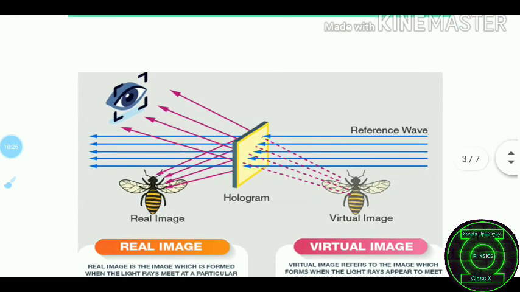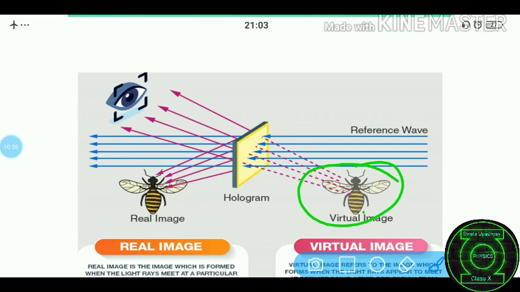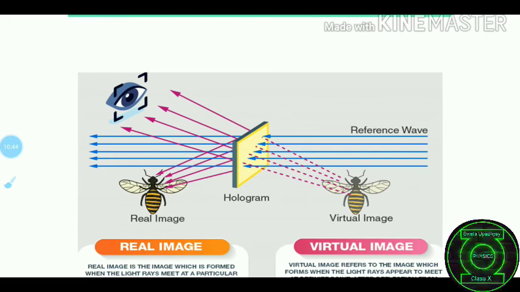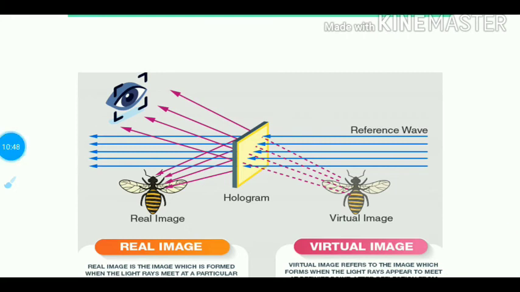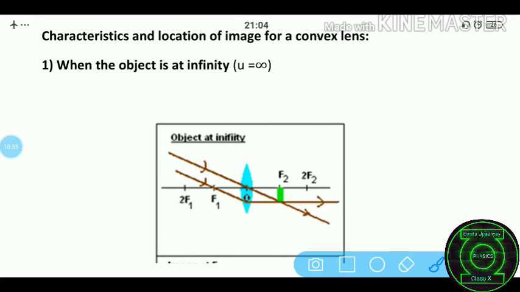So here it is, this is the virtual image. The rays are produced backward. A real image can be obtained on the screen. A virtual image cannot be obtained on the screen. A real image is inverted with respect to the object. A virtual image is erect with respect to the object.